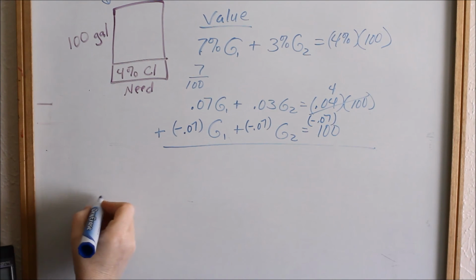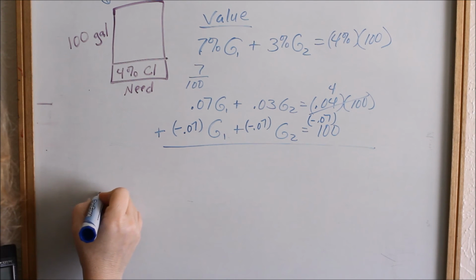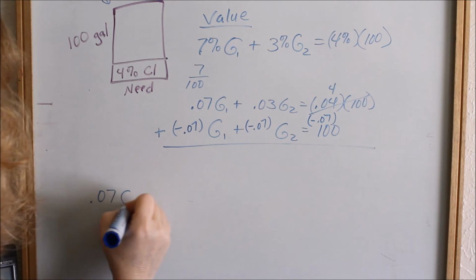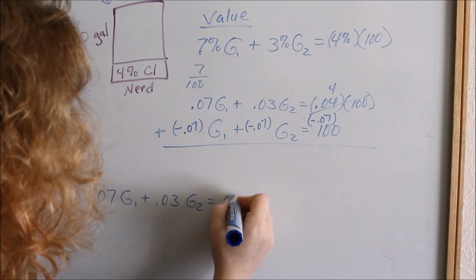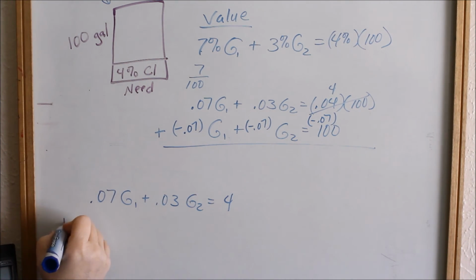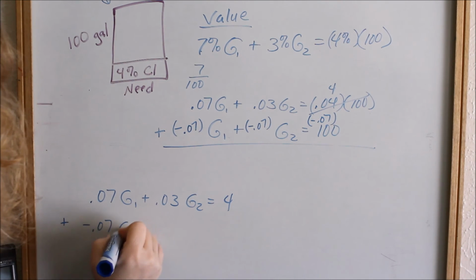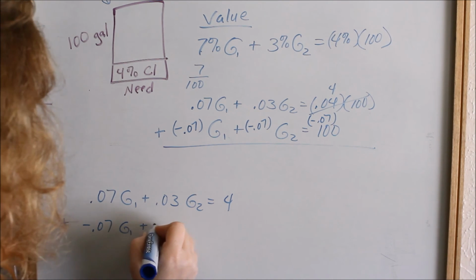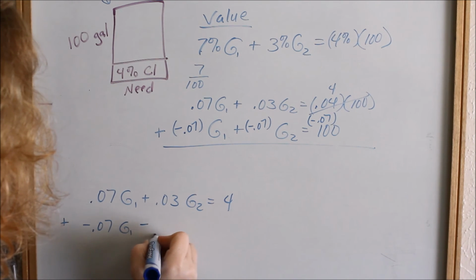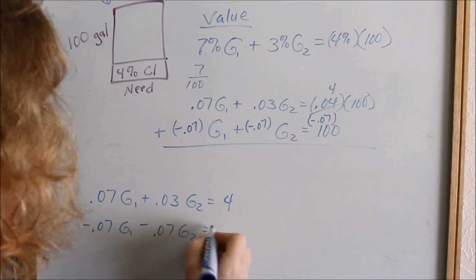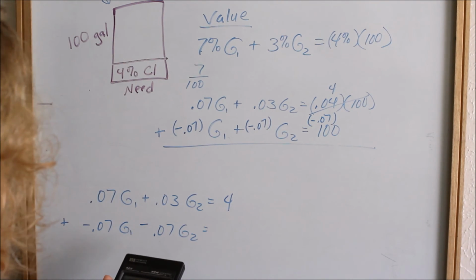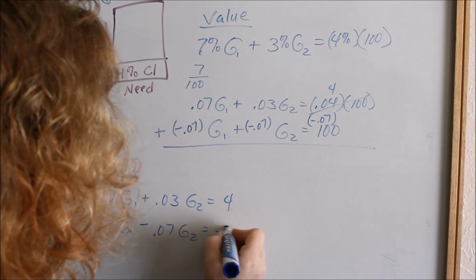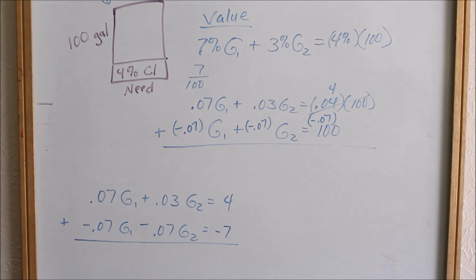Okay? So just let me rewrite my equations to make it cleaner. So this was my very first equation. I didn't change anything on this top one other than multiply the decimal and the number together. Then on my second equation, I'm going to have negative 0.07 G1 plus negative 0.07 G2, and then I'm multiplying negative 0.07 times 100, and that is a negative 7. Adding my two equations, G1 goes away.